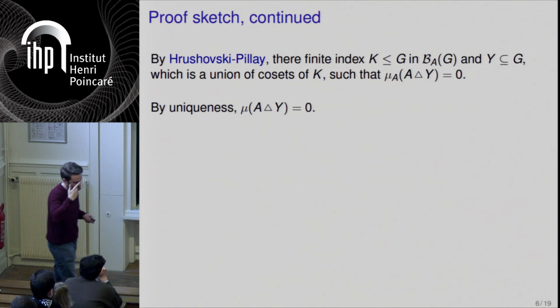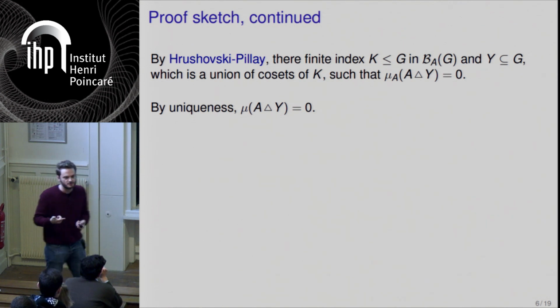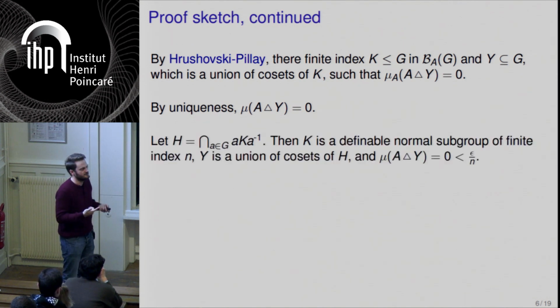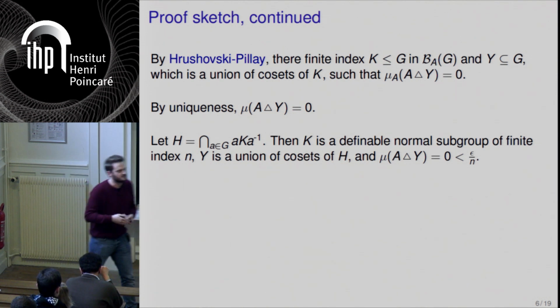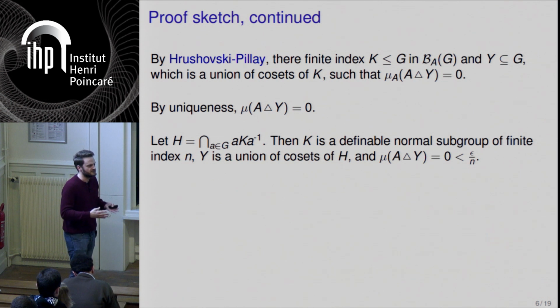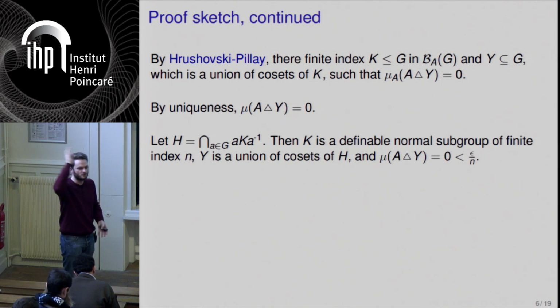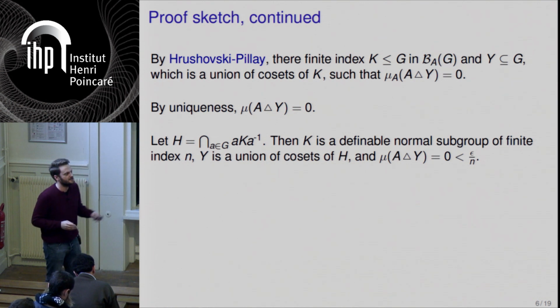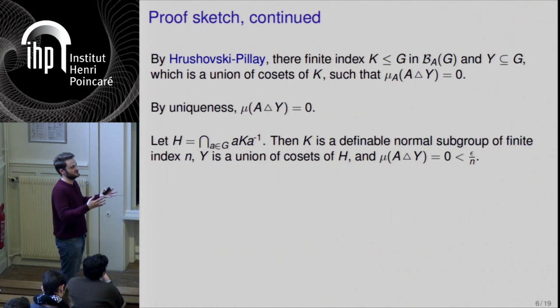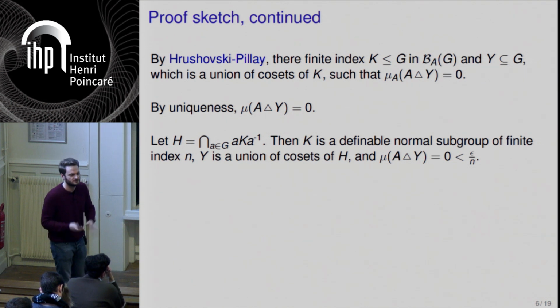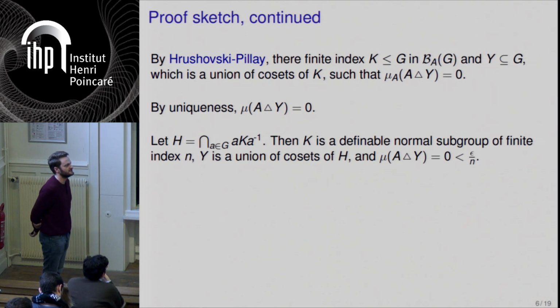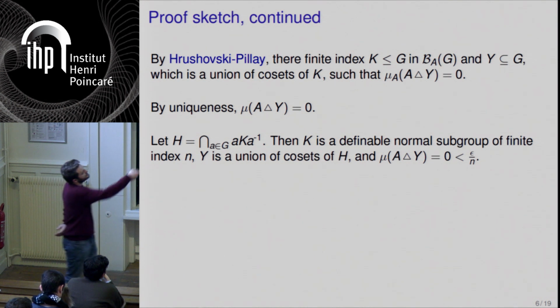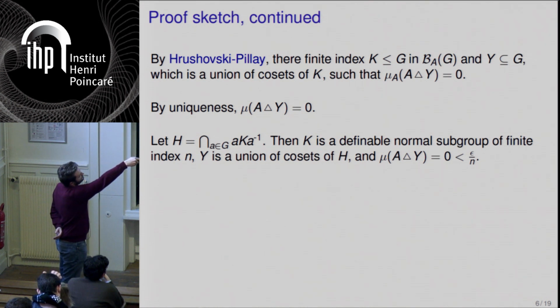And so now I'm going to fix the problem I was saying before. I want a normal subgroup for the theorem, and there's an easy way to fix that. I just take the intersection of all conjugates of K. It's still definable now from left and right translates, and it has finite index still, index at most factorial of the index of K, and it's smaller. So if Y is a union of cosets of K, then it's a union of cosets of H. So I just do this minor thing to get a normal subgroup. And then the measure is still 0. It's the same set.